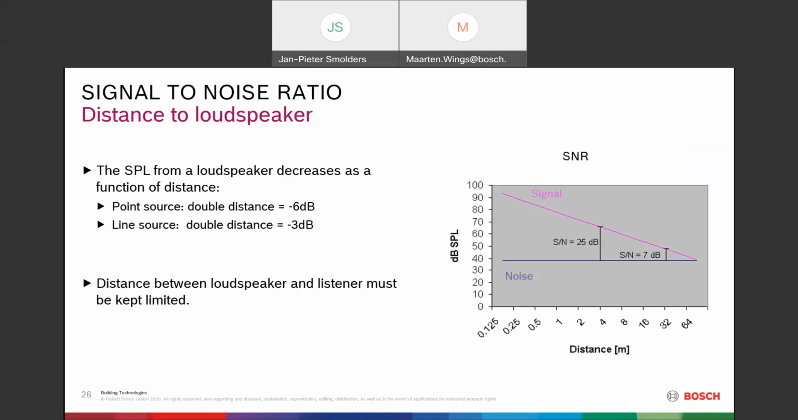So be aware of the signal to noise ratio, that your signal is always at least 10 dB louder than the noise. And if you know the distance, make sure that your loudspeaker is able to deliver at least 10 dB more sound pressure level than the noise in the environment where the people are standing or listening.